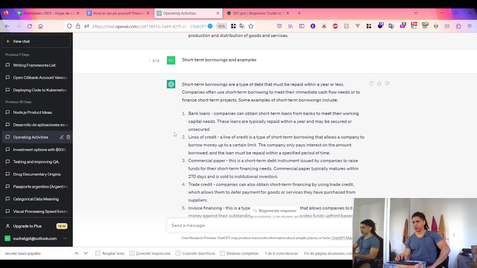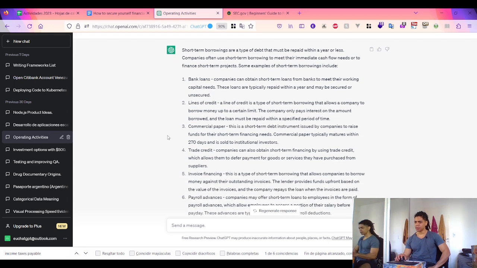Okay, lines of credit is a type of short-term borrowing that allows a company to borrow money up to a certain limit. With a line of credit, the company only pays interest on the amount borrowed, and the loan must be repaid within a specific period of time.